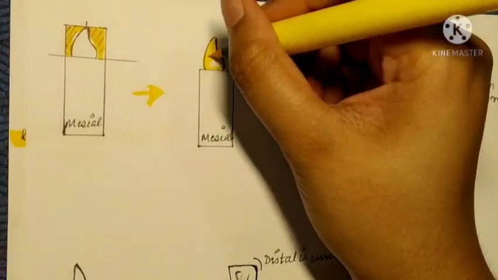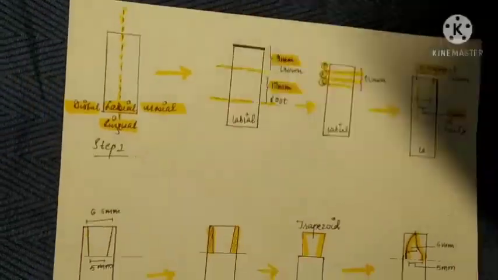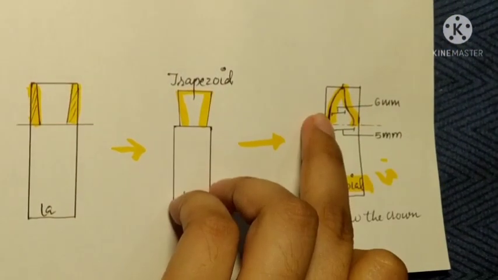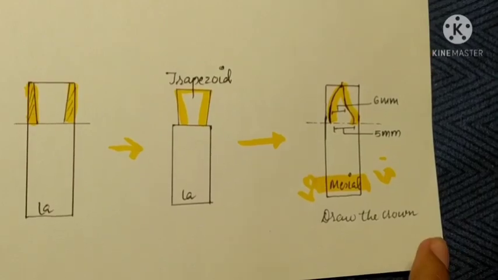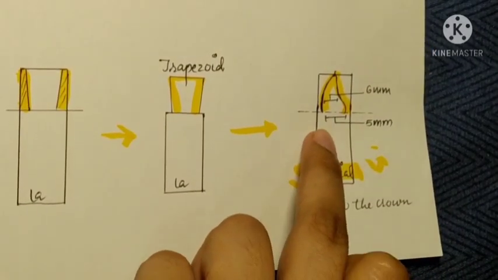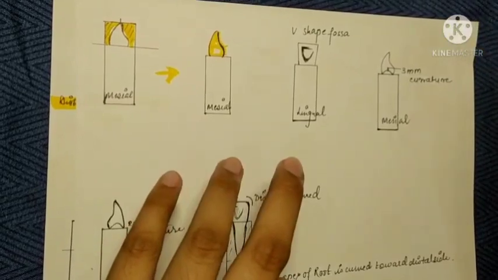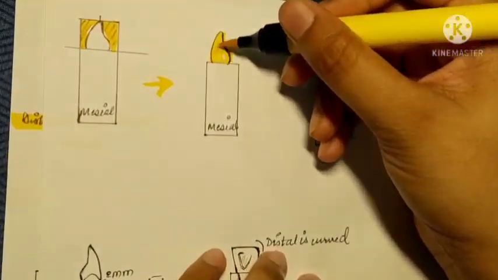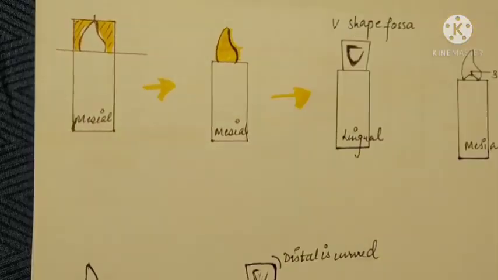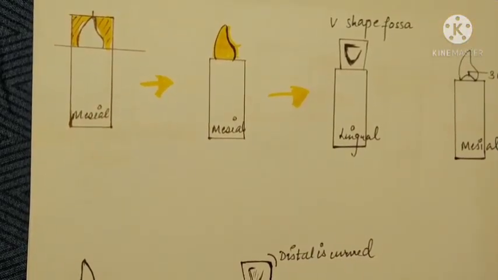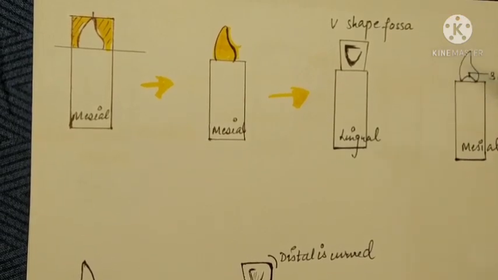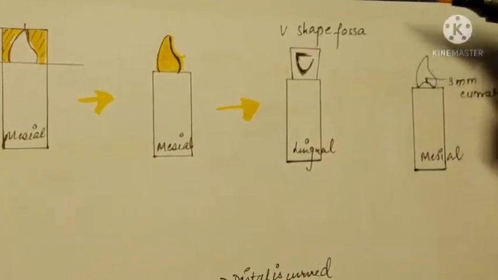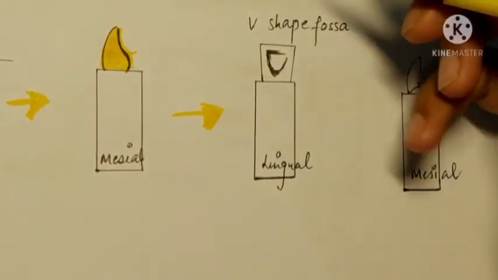As I have shown previously, the labiolingual dimension at the crown is 6 mm and the labiolingual dimension at the cervix is 5 mm. Keeping all these points in mind, we have to remove the wax accordingly. So here we got the crown with the perfect dimension. Now when we move to our lingual side, we have to mark the lingual fossa. In the maxillary lateral incisor, the lingual fossa is V-shaped.